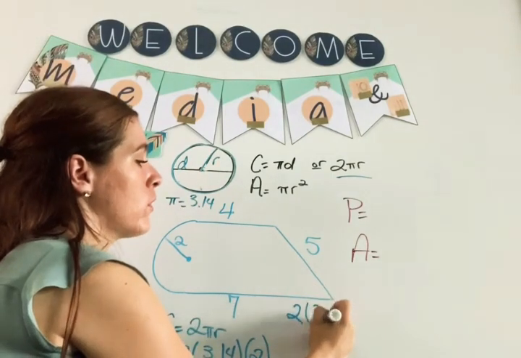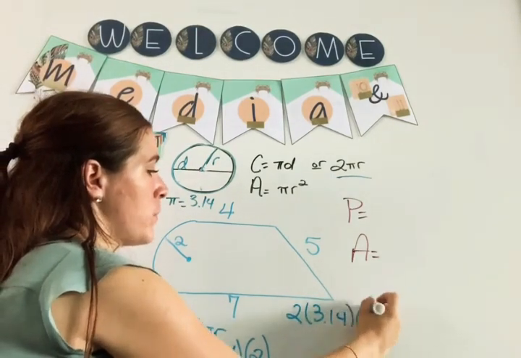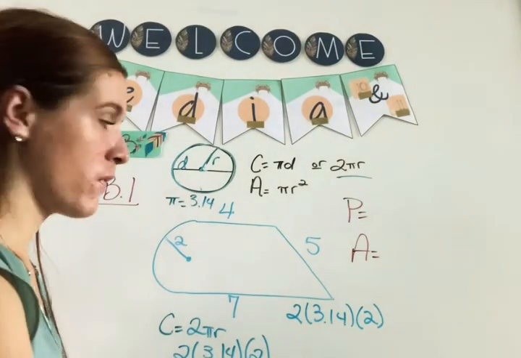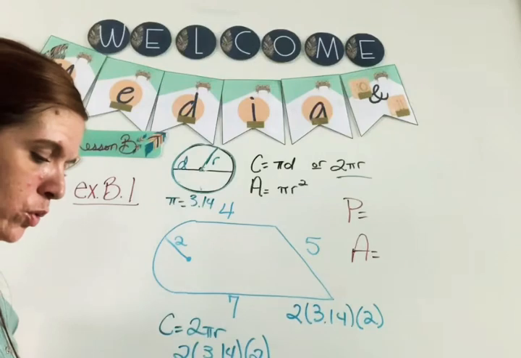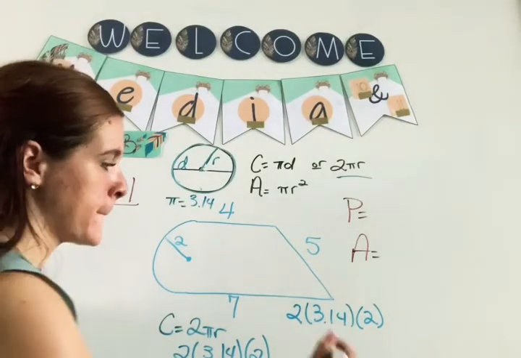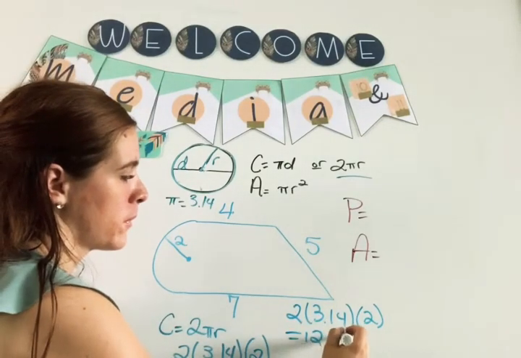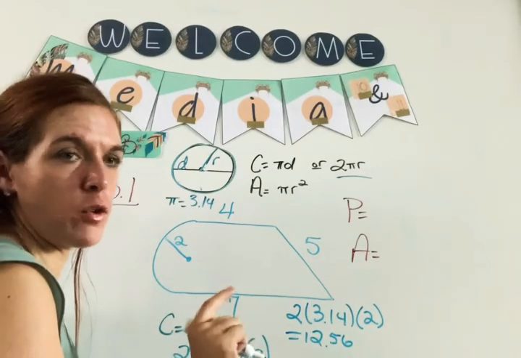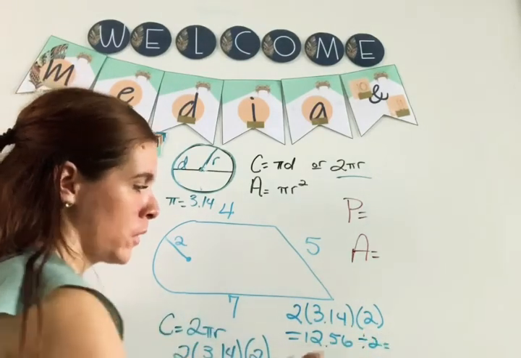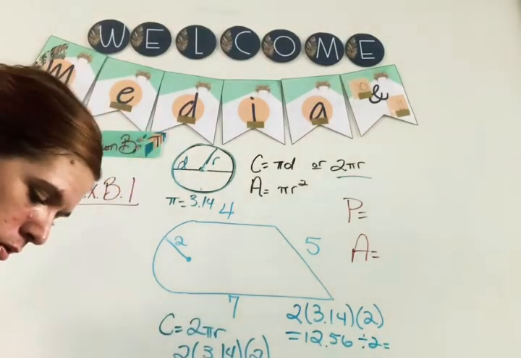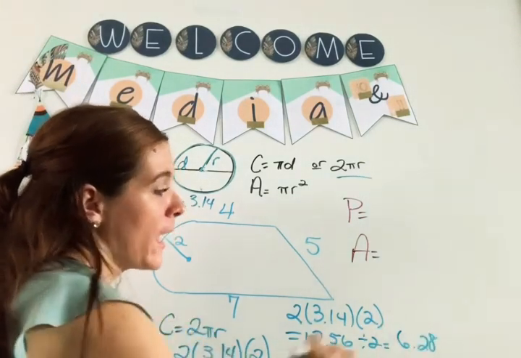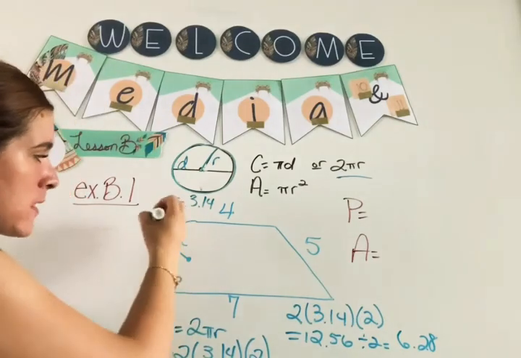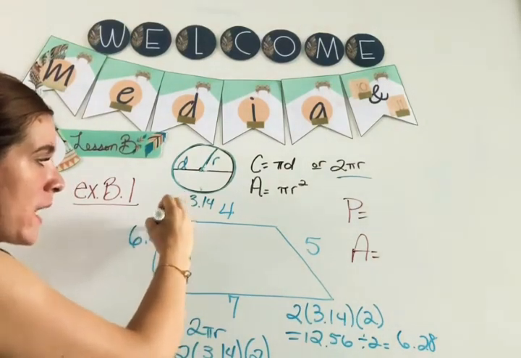So we're going to do the circumference first and then divide it in half. 2 times 3.14 times radius of 2. I'm going to use my calculator so it's faster. 2 times 3.14 times 2 is 12.56. And then divide that by 2, which should give you, don't laugh at me for using my calculator for this part, 6.28. That is this part right here, 6.28.